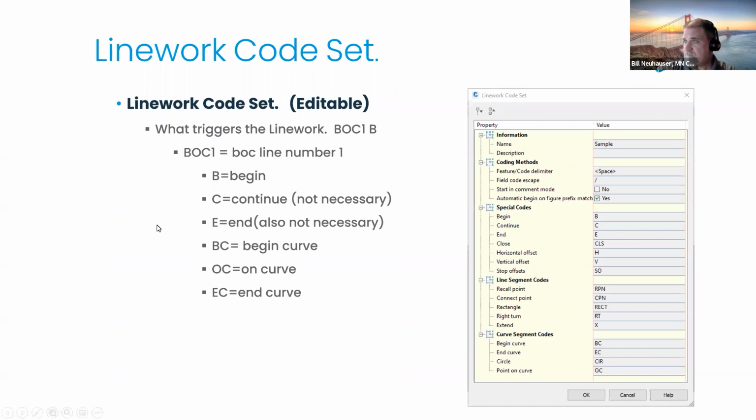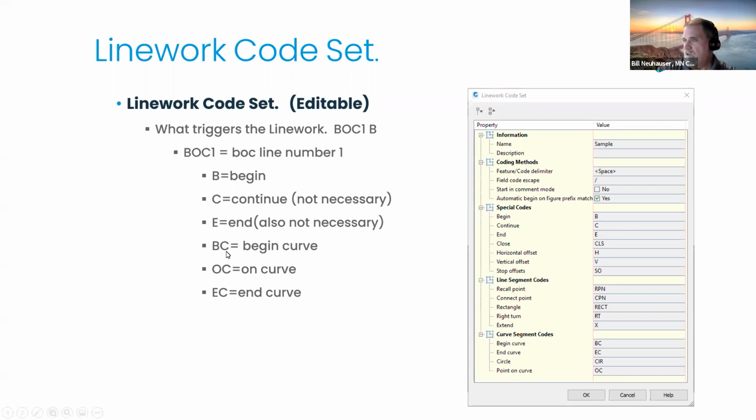Now farther down here, if you typed in BOC space E for end, that would end that line. That is also not necessary, because the software is smart enough that if I jump across the intersection and restart back of curb 1 with a space B, the software realizes, oh, I have to end that last one and start a new one.